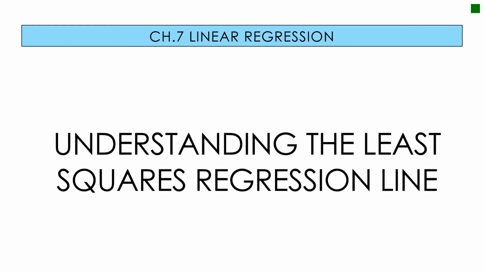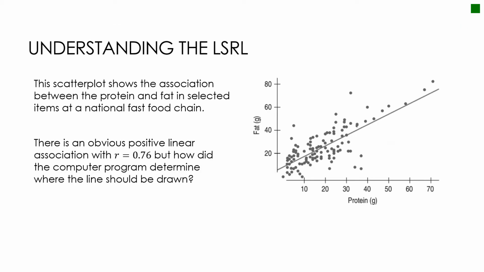In this video, we are going to talk about the least squares regression line. So up to this point, we have talked about scatter plots, we have talked about associations and the R value, but we haven't talked about the line, which is really the whole point here: being able to draw this line that describes our data.